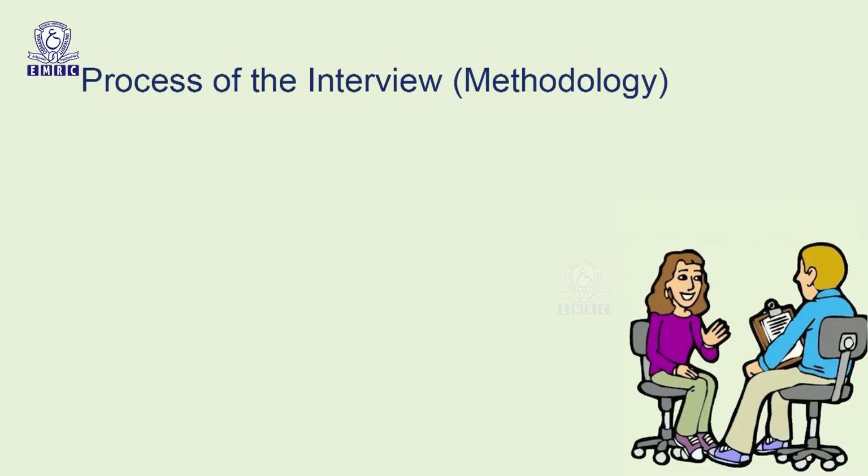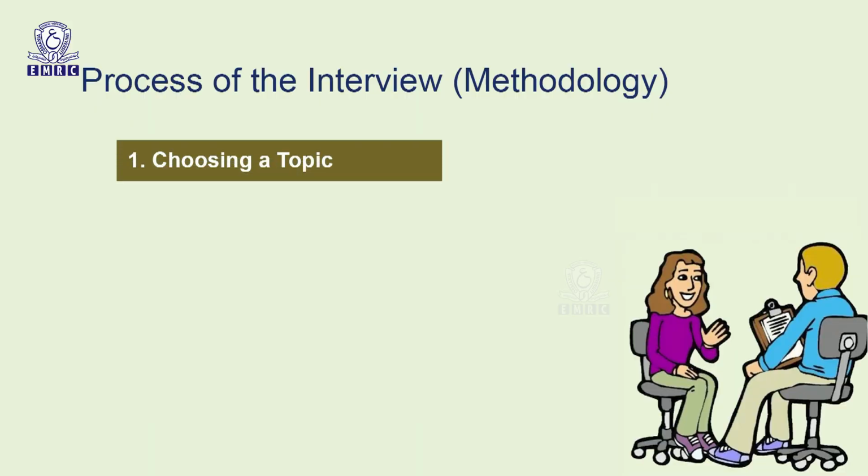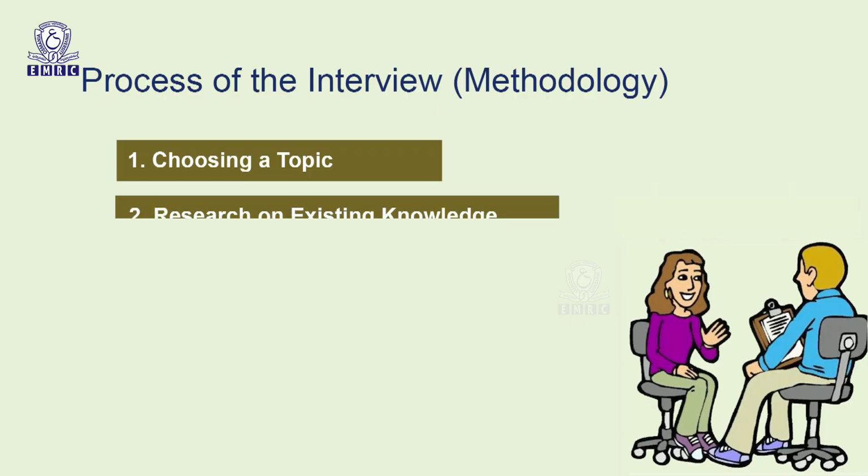Now we will understand the process of the interview methodology, and it involves, first, choosing a topic. It is the first step, requiring the researcher to identify a specific area of interest, try to describe the problems in the area, and ask questions to himself regarding it. Second process is research on existing knowledge.